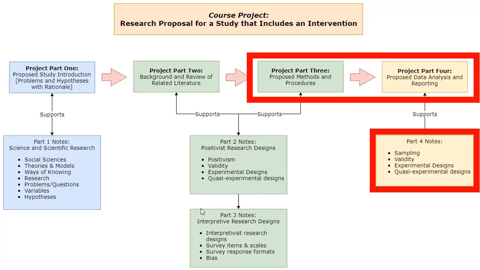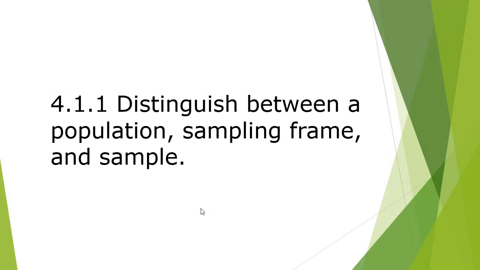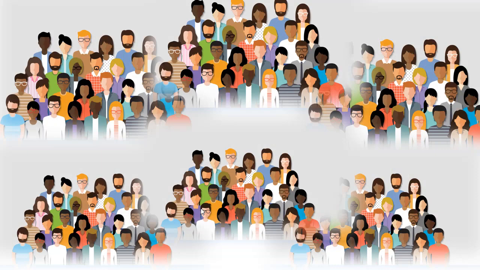So let's take a look then at these objectives that address the topic of sampling. The first objective in this category, 4.1.1, is that you should be able to distinguish between a population, a sampling frame, and a sample. So let's take a look at what that means.